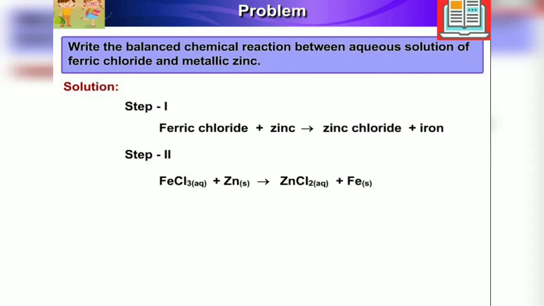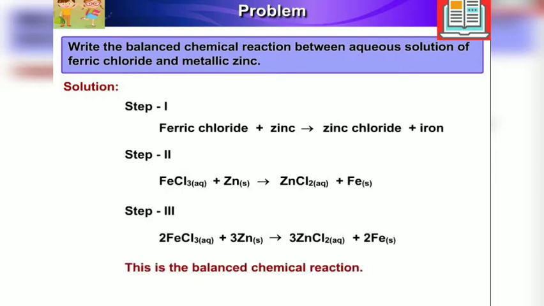Step 3. 2FeCl3 in aqueous form plus 3Zn in solid form gives 3ZnCl2 in aqueous form plus 2Fe in solid form. This is the balanced chemical reaction.